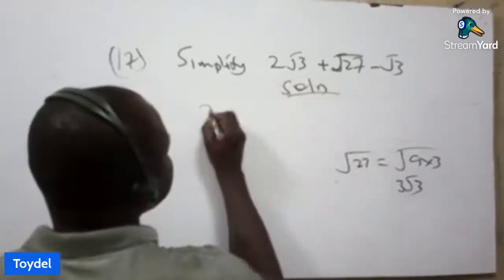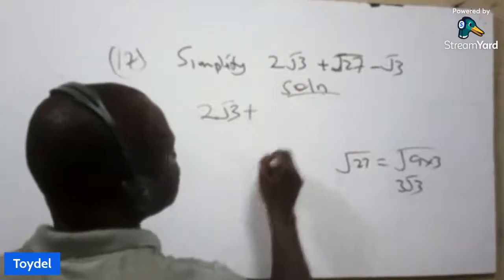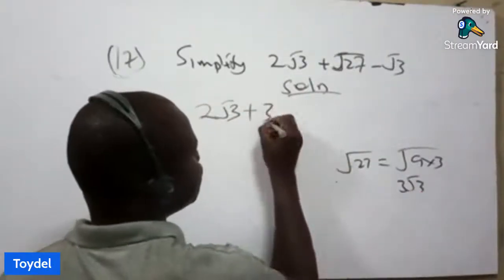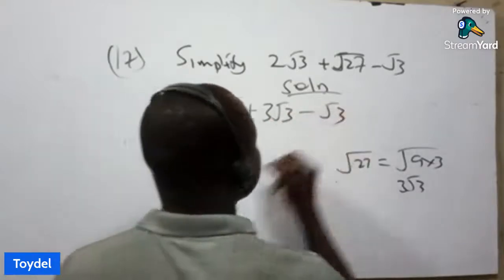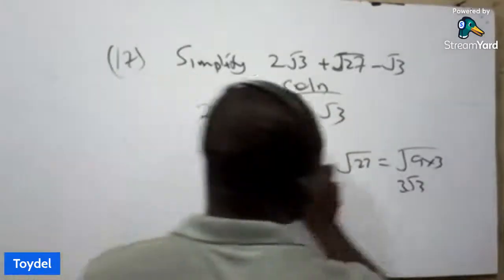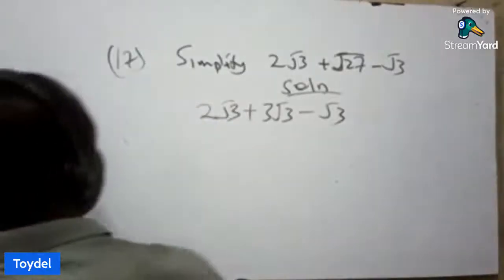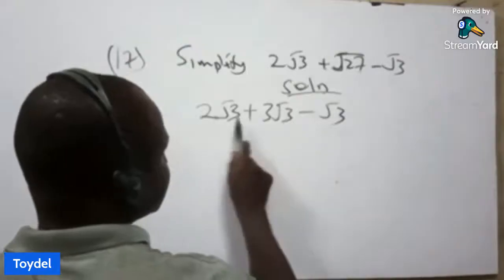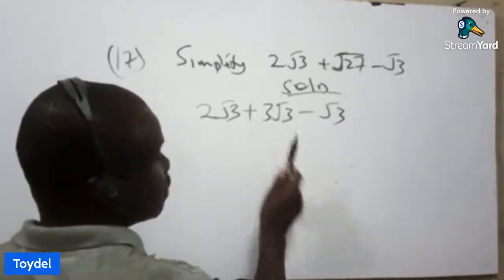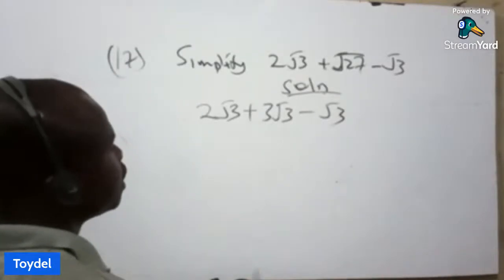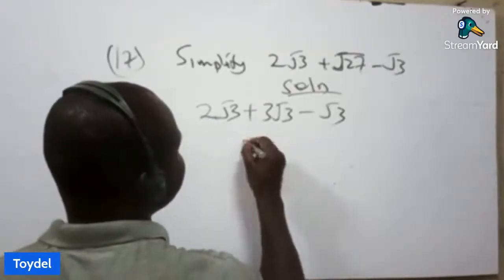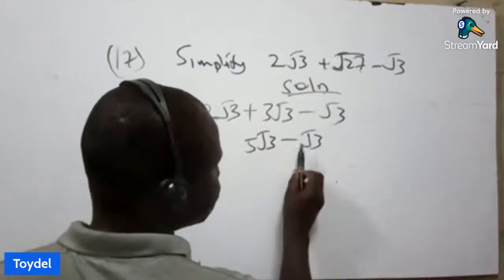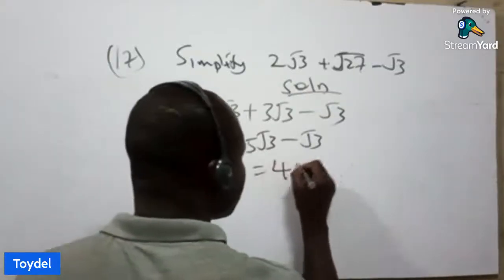So from there, I will say this is 2 root 3 plus, instead of root 27 now, I can write it as 3 root 3. So this will be 3 root 3 minus root 3. So these are similar surds now, because root 3 is common. You have to rewrite this in the form of similar surds. So 2 plus 3, just like when you have x as the coefficient, 2 plus 3 is 5. So this gives us 5 root 3 minus root 3. Root 3 is 1 root 3. So 5 minus 1 is 4. So the final answer will be 4 root 3.